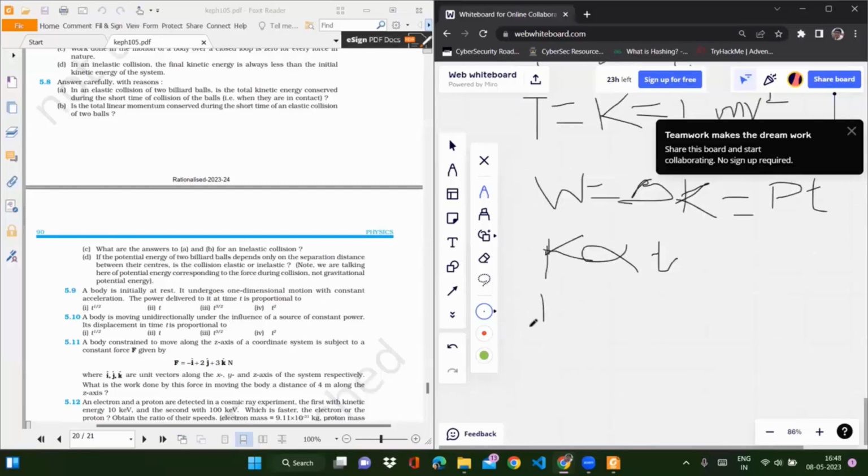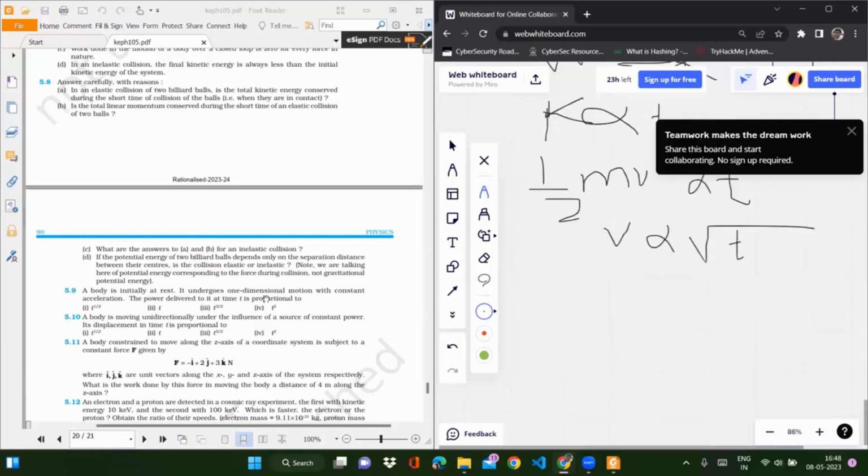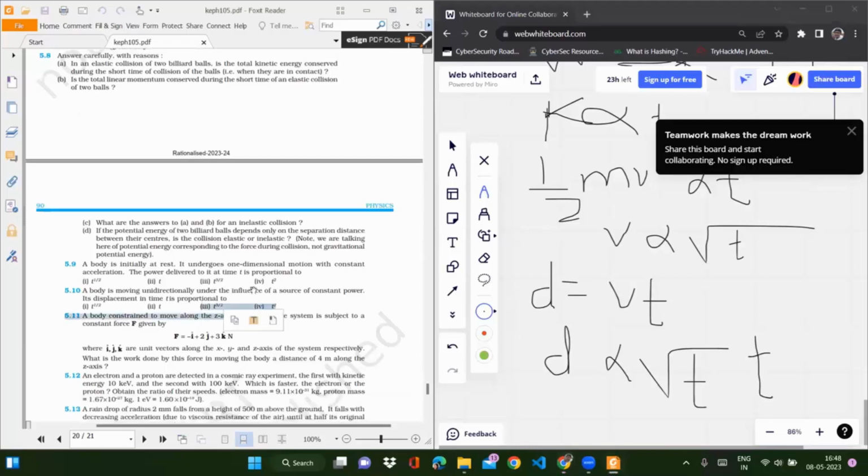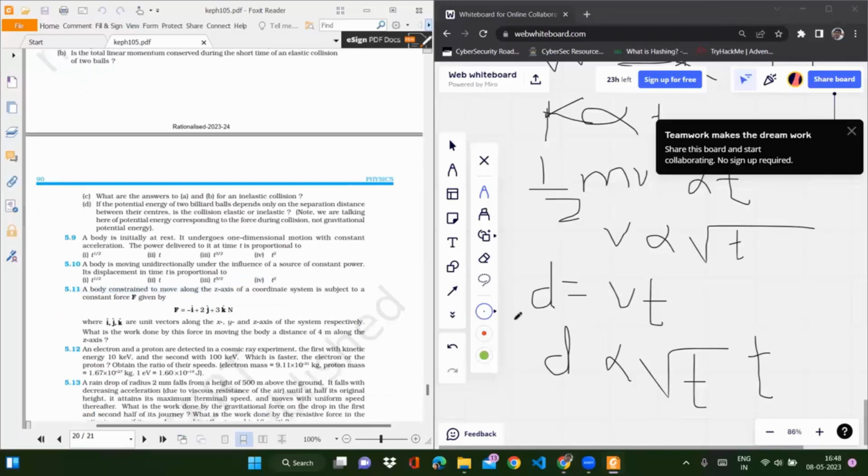So half mv square is proportional to t. From here, we say that v is proportional to root of t. And now the displacement it is asking, and we know that displacement s is equal to v into t. So considering that v is proportional to root t, we can say that s is proportional to root t multiplied by t, which is nothing but t to the power 3 by 2, which is the third option. So option number 3 will be correct.